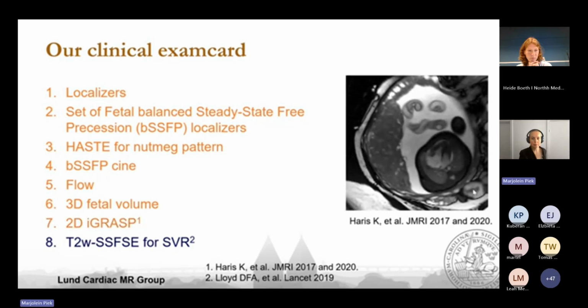Then in case the Doppler ultrasound doesn't give us anything, which rarely happens, we have a 2D radial sequence. As you can see here in the cine image towards the right, which shows a transverse cine. And then we also have a T2-weighted single shot spin echo for slice-to-volume registration.